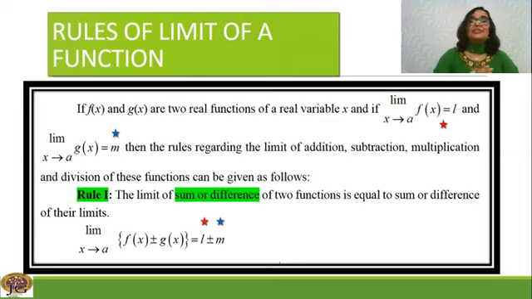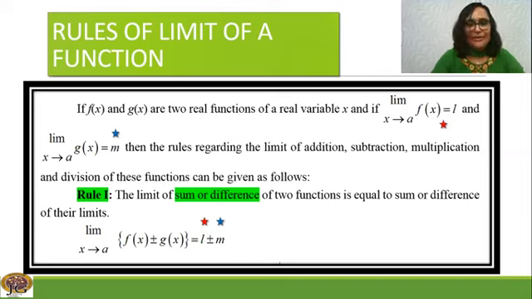तो हम addition subtraction साथ में ले रहे हैं, as you see on your screen. Rule number 1. Let's read it first and then see the color coding. Things will become easy for you. The limit of sum or difference of two functions is equal to the sum or difference of their limits.